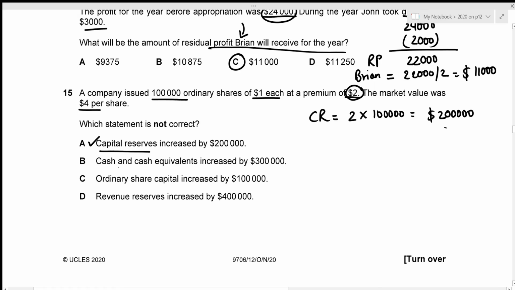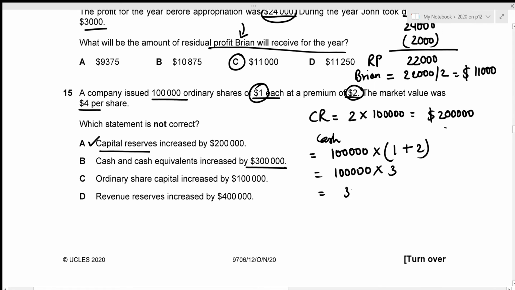Then the second one is that cash and cash equivalents increased by 300,000. So remember that cash and cash equivalents will increase by the total ordinary share value plus the premium share value. So let's figure out the cash. That is just going to be the number of shares, which is 100,000, times the value for the ordinary share, which is 1, plus the value for premium, which is 2. So that is just going to be 100,000 times 1 plus 2, which is 3, which gives our cash and cash equivalents the value of 300,000. This means that the statement given in option B is also correct.